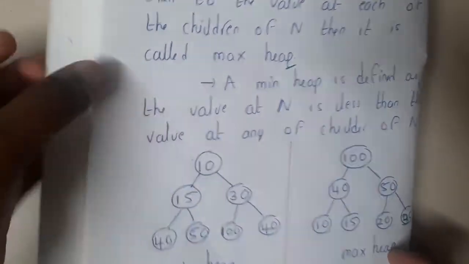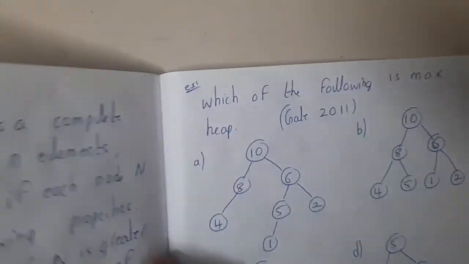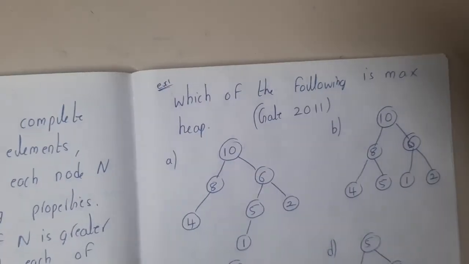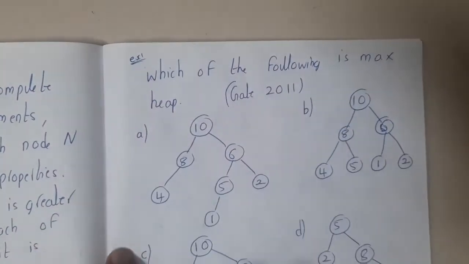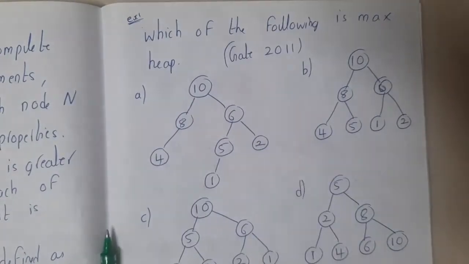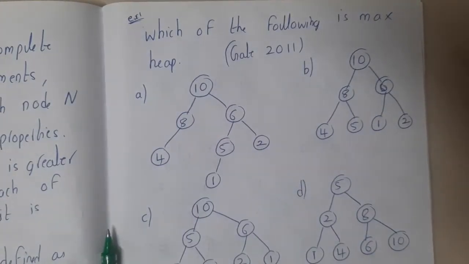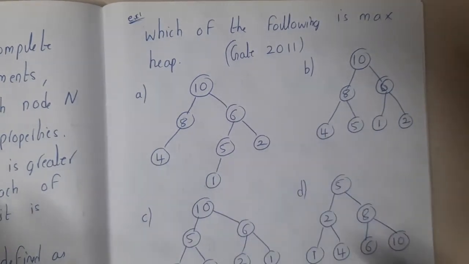Now we got the idea, but in the examination, what kind of questions can we expect? You can expect a direct question. He will give you 4 trees and ask which of the following is a min heap. This is a GATE 2011 example. These are some popular, trending questions.